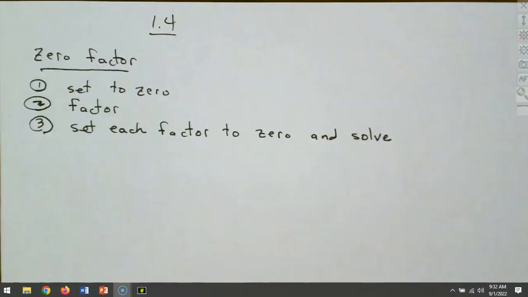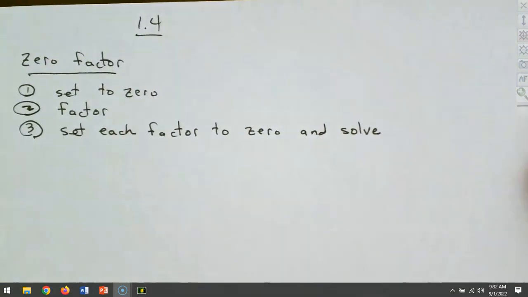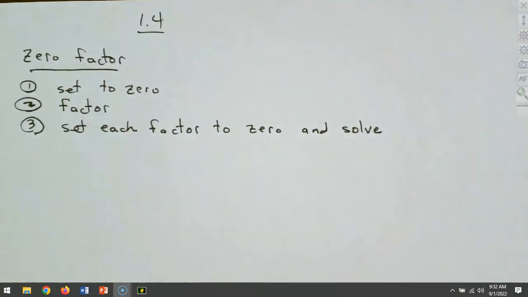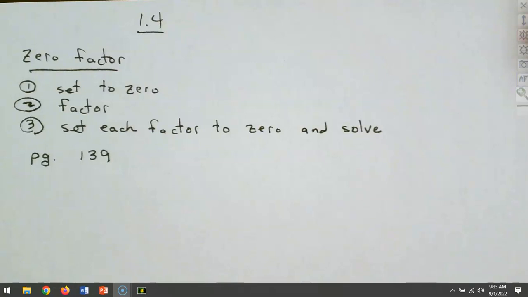A little bit different than the square root property. But what we do for zero factor, and you're probably familiar with this from previous courses, is we have to set our quadratic equal to 0, our nonlinear equation to 0. We factor it, and then we solve it. Very important that we know how to factor. So we're going to pick out several questions from our textbook to work through and just remind ourselves how to use zero factor. So we'll start on page 139, and we're going to begin with question 14.